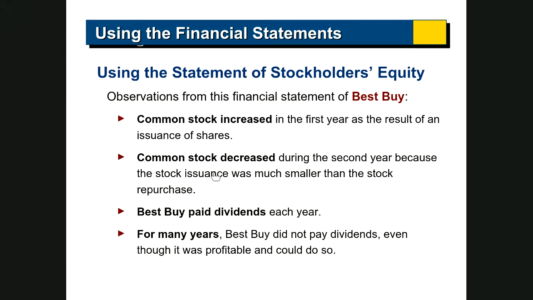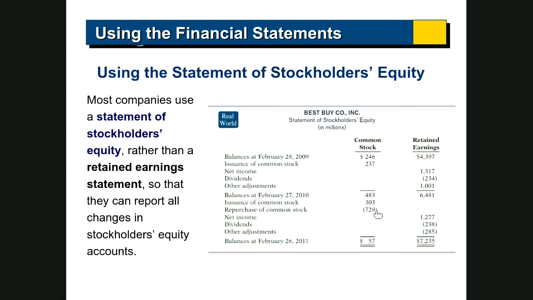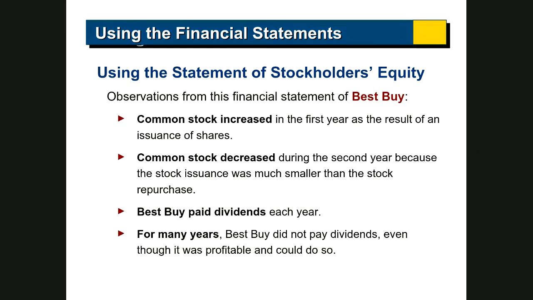The common stock decreased during the second year because the company repurchased. So the company can buy back stocks from the shareholders. It issued 303, but it purchased back 729. So the balance at the end was 57. And this is in millions. All of these numbers are in millions. So it's 57 million, right? This is not a ratio calculation. This slide is just showing you the increase and decrease in certain numbers.